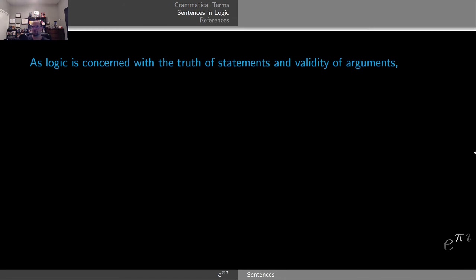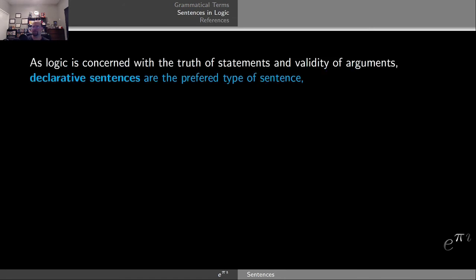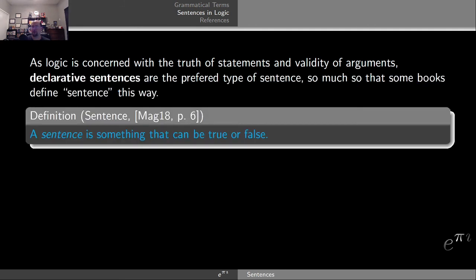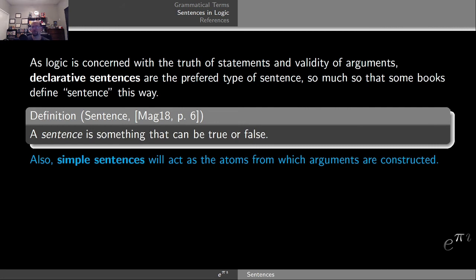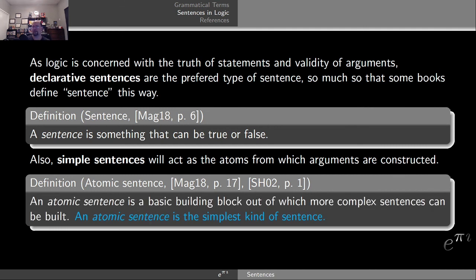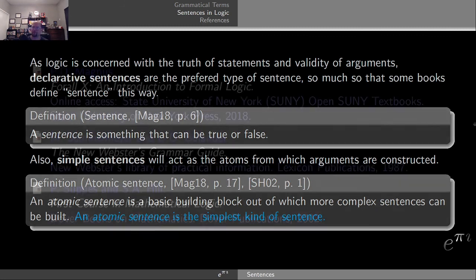Now, as logic is concerned with the truth of statements and the validity of arguments, the declarative sentences are going to be the preferred type of sentence, so much so that some books actually define the word sentence this way. In fact, Magnus's For All X states that a sentence is something that can be true or false. Also, simple sentences will act as the atoms from which arguments are going to be constructed. Magnus also states, in this case, an atomic sentence is the basic building block out of which more complex sentences can be built. On the other hand, Suppes and Hill states that an atomic sentence is the simplest kind of sentence, again pointing toward simple sentences.